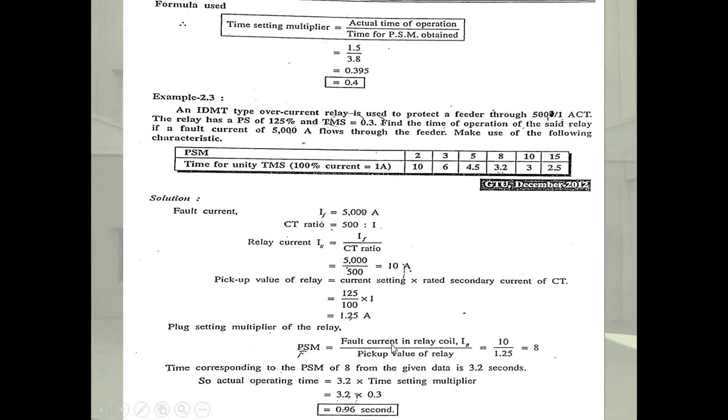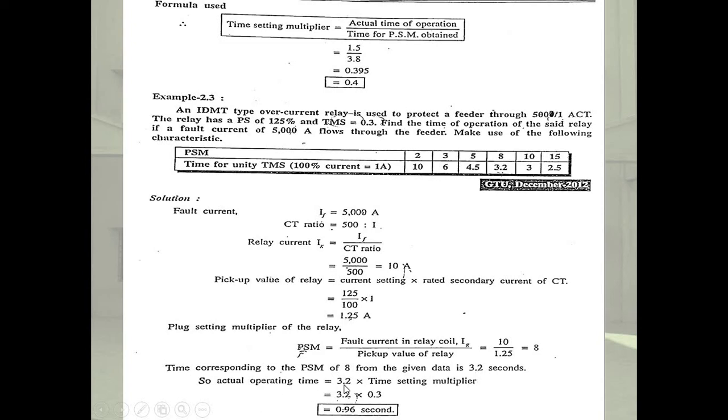So fault current in relay coil is 10 ampere, and pickup value is 1.25. So PSM is equal to 8. Now the time corresponding to PSM 8: from the given data, PSM is 8 and the time for unity TMS is 3.2 seconds.